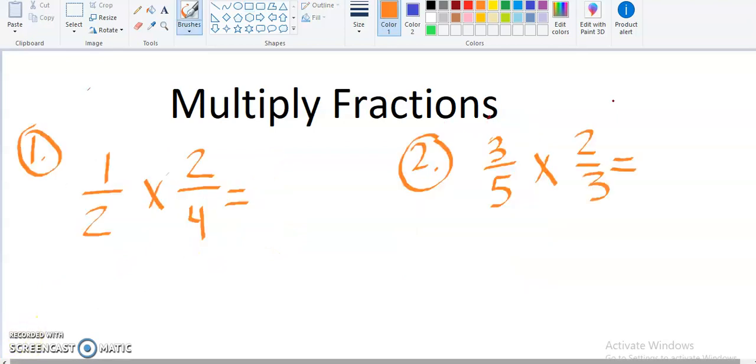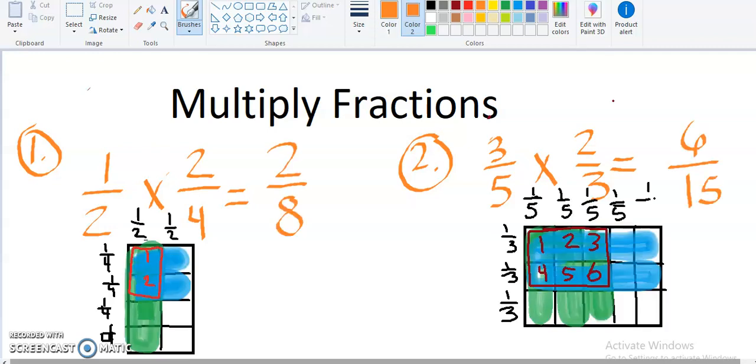Pause this video as you draw a model and find the product. 1/2 of 2/4 or 1/2 times 2/4 equals 2/8. And 3/5 times 2/3 or 3/5 of 2/3 equals 6/15.